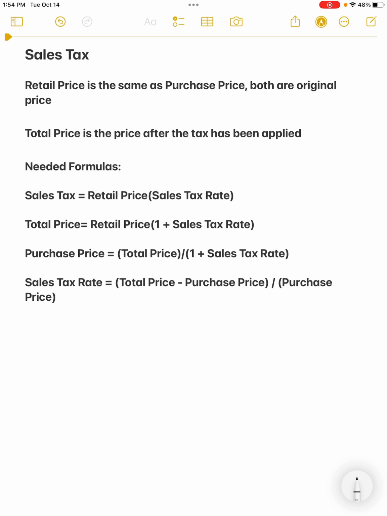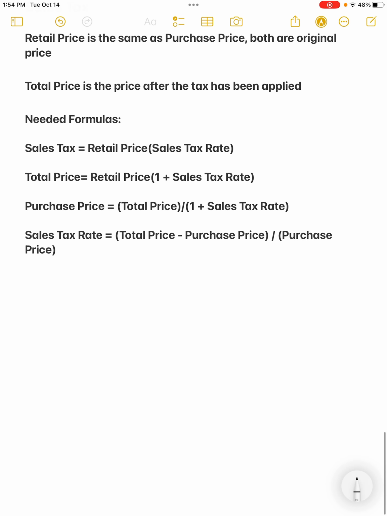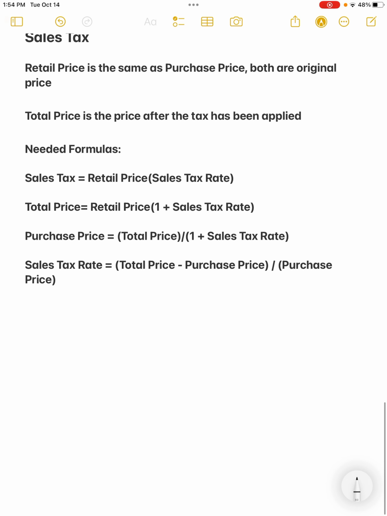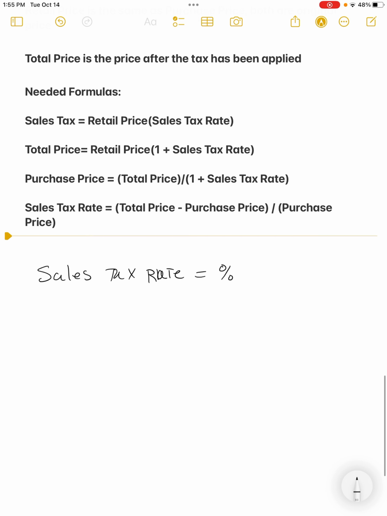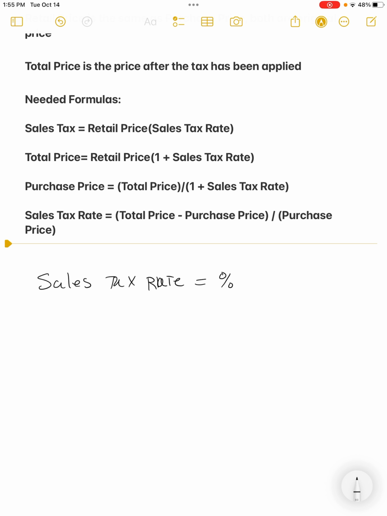Needed formulas are sales tax equals retail price times sales tax rate. Total price is retail price times 1 plus the sales tax rate. I can read these to you, but you can see them right there. We're just going to follow these formulas for whatever they ask us. Just remember, when they use the phrase sales tax rate, that's the percentage. That's the sales tax percentage. The sales tax is the amount that you're paying in tax.